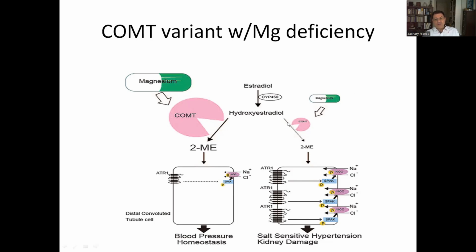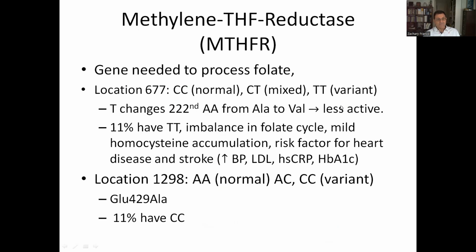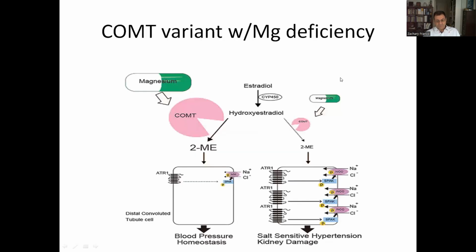Whereas people that have this decreased COMT variant, when they have not enough magnesium, end up with this problem in their kidneys that gives them high blood pressure. And so this is another variation of why methyl transferases and methylation is important. Okay, so that's enough for COMT.